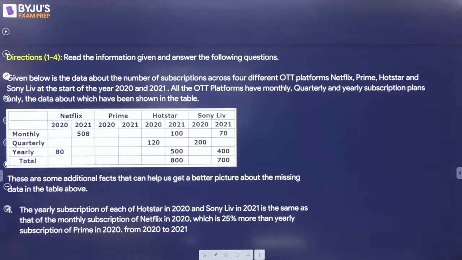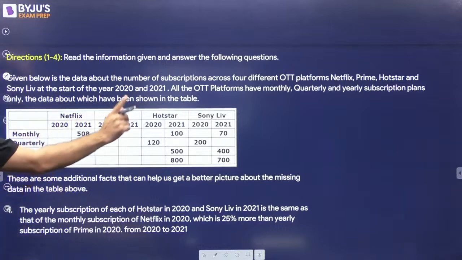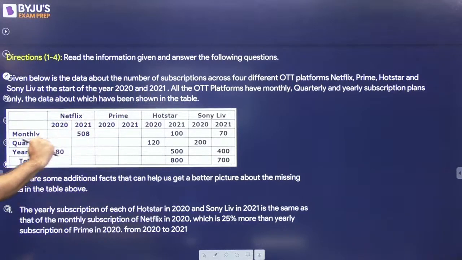So we can see the table where we have Netflix, Prime, Hotstar and Sony Live for 2 years for every particular OTT platform, 2020 and 2021. The number of monthly subscriptions, quarterly, yearly and total subscriptions, some of the cells are filled, some of the cells are missing.